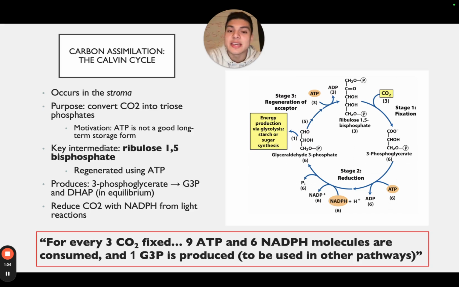So moving on to the Calvin cycle, right? Just to orient ourselves, we produce ATP from the proton gradient. We produce NADPH from the non-cyclic reactions. What do we do with those? We use the Calvin cycle. That's exactly what ends up happening. In this case, it occurs in the stroma.